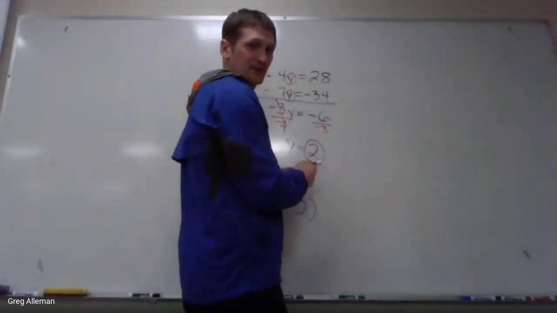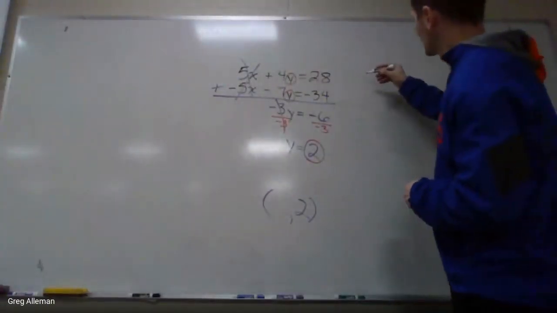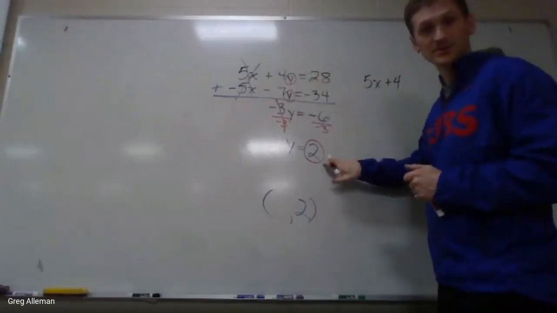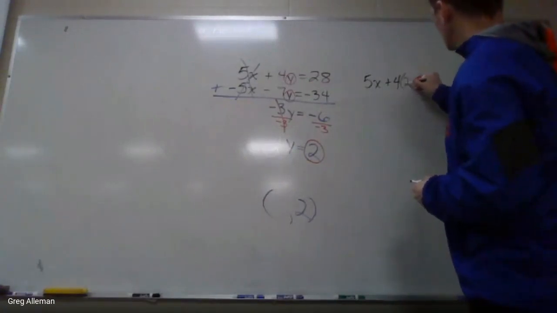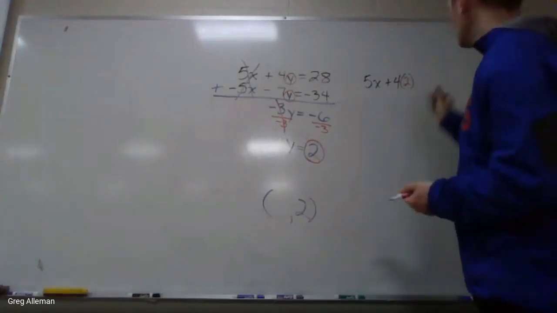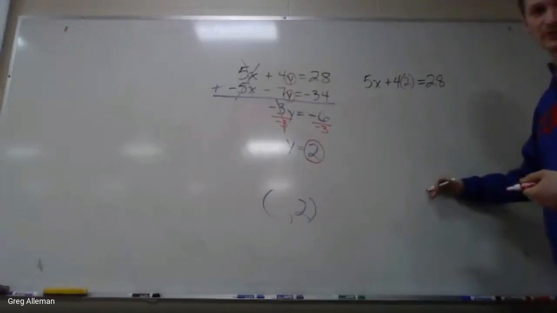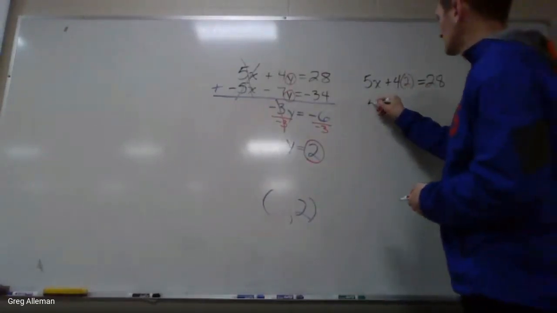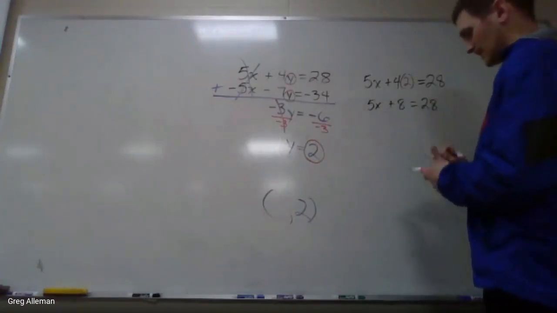We have space over here. Okay. So that would be 5x still plus 4. Now instead of y, I'm going to replace it with 2. I'll use a different color for that. And then equals 28. And now we can just solve for x. So multiplying, that's 8. 5x plus 8 equals 28.